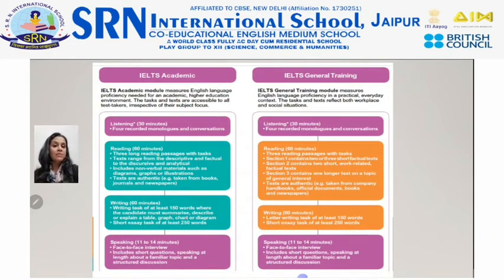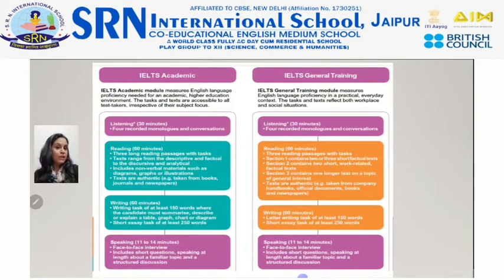The difference comes here in the reading section. Now here the 3 reading passages with tasks, sections 1, 2 and 3, are here. Section 1 contains 2 to 3 short factual texts. Section 2 contains 2 short work-related factual texts. And section 3 contains 1 longer text on a topic of general interest. Now all these texts, as I've already told you, are authentic, and they are taken from company books or official documents or books or newspapers.